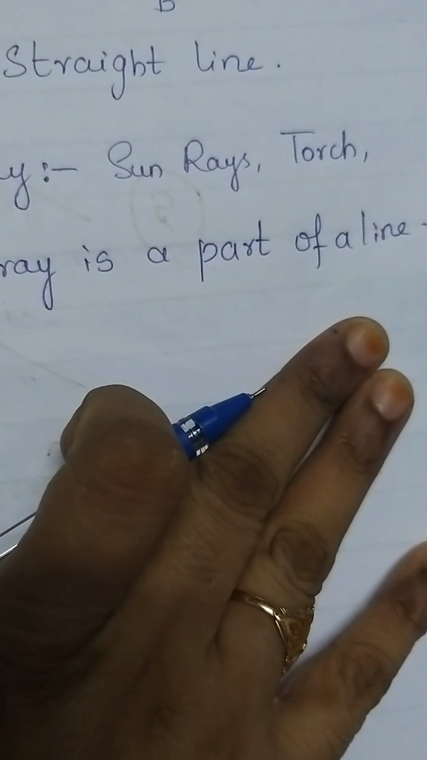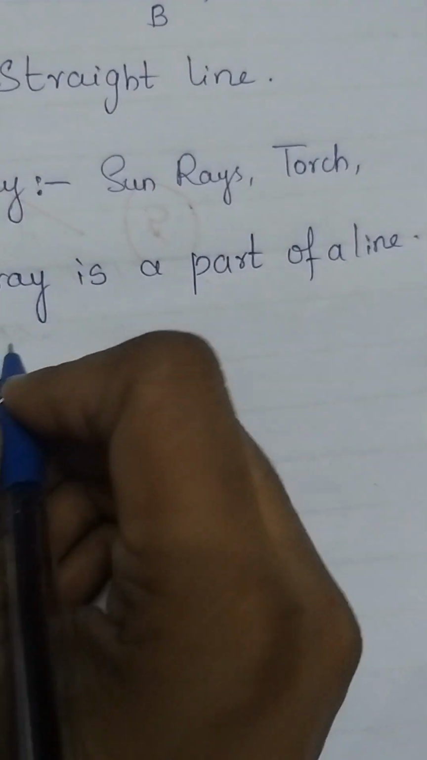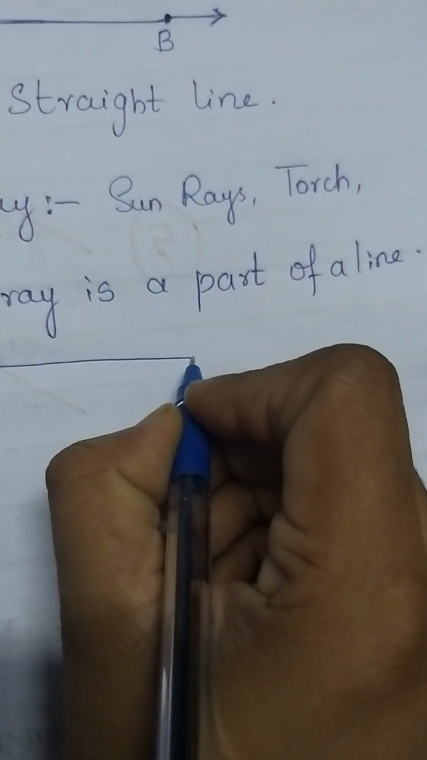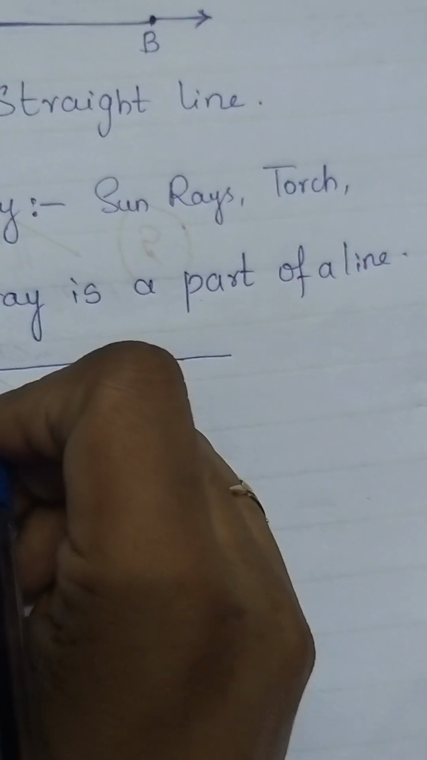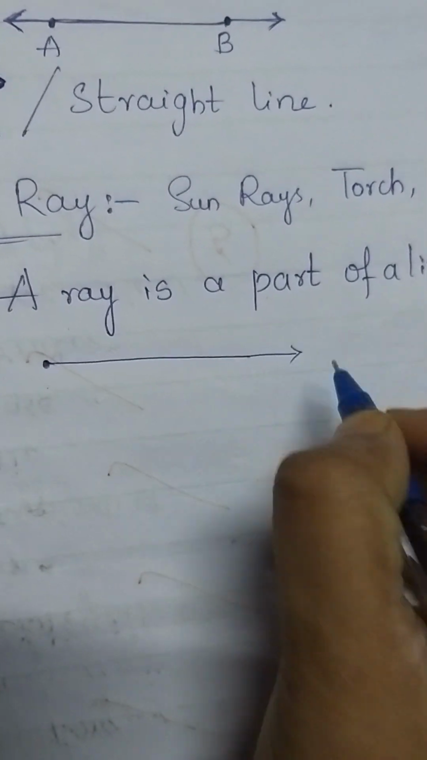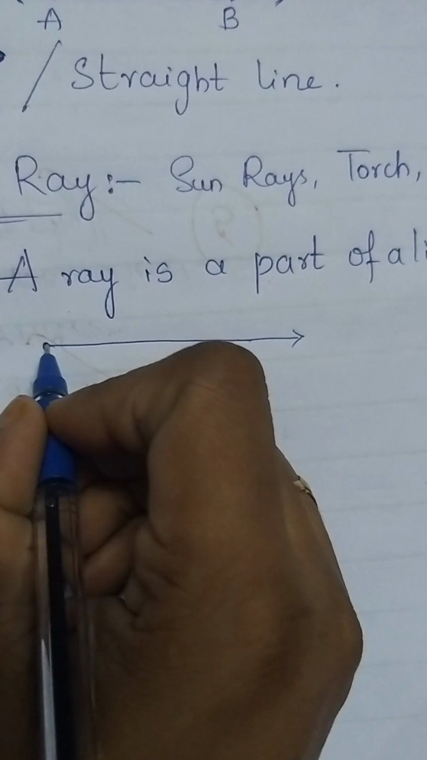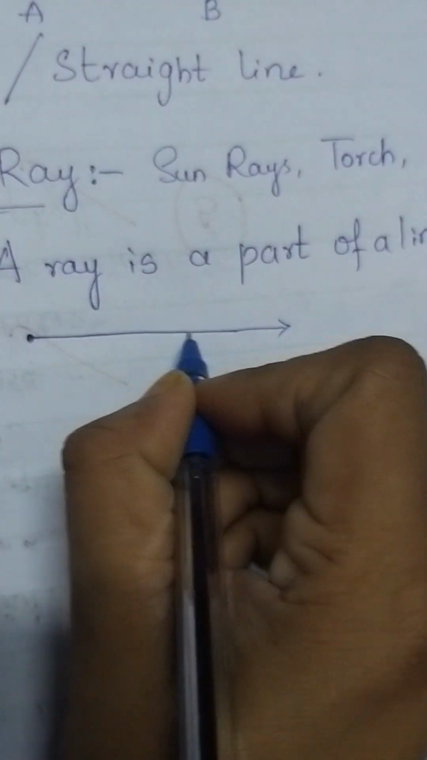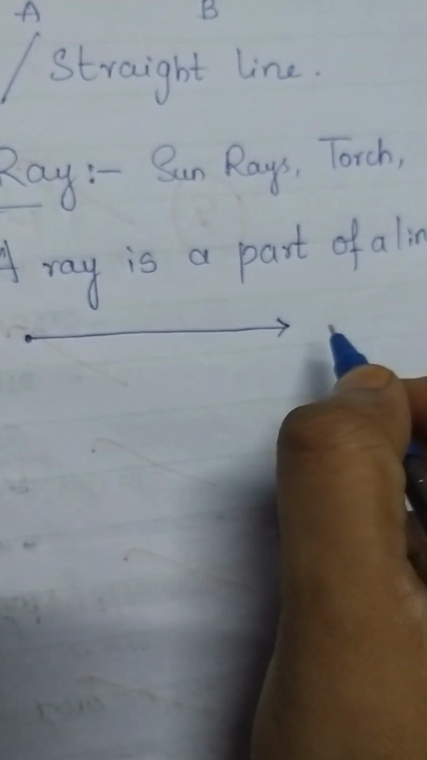How will we show a ray? It begins at a point and goes on endlessly in a specific direction, children. Thus a ray has only one end point. This becomes a ray. It starts from a point and goes on endlessly like this. The arrow shows it goes on.